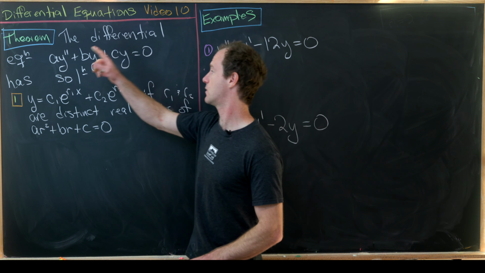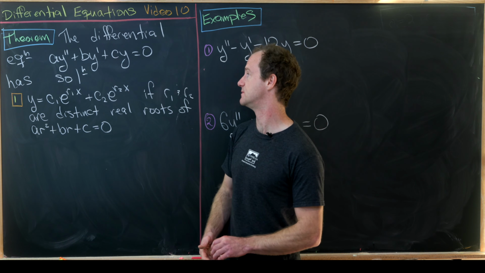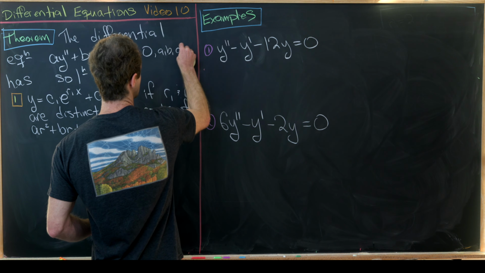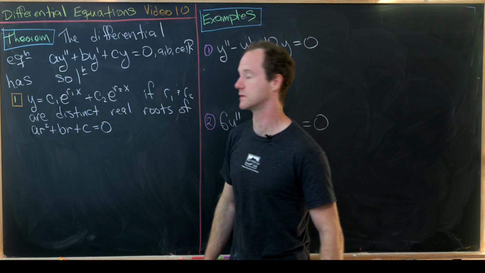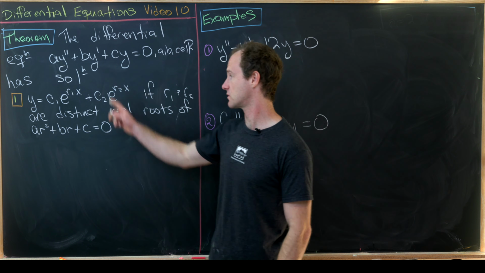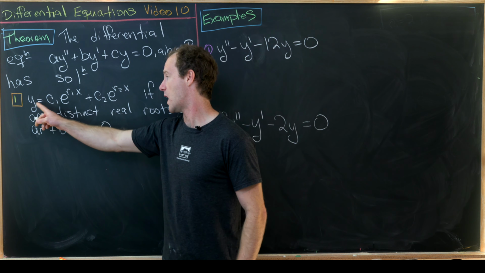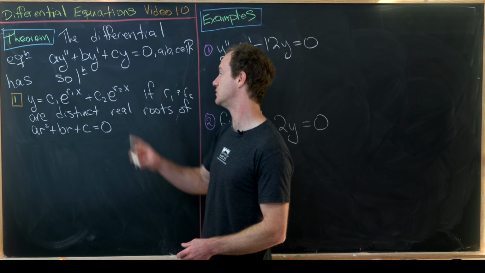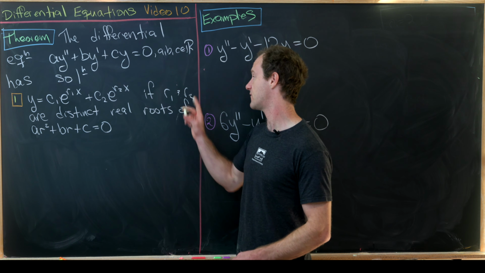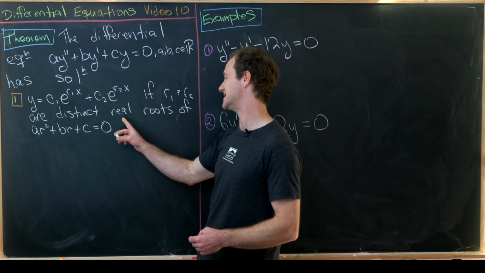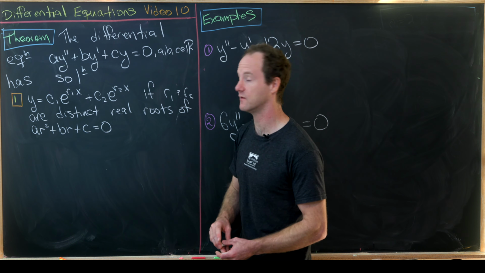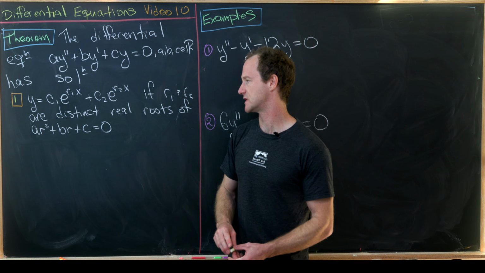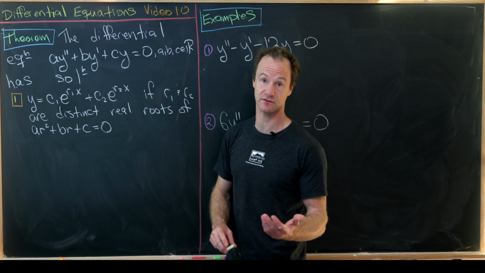The differential equation a y double prime plus b y prime plus cy equals 0, where a, b, and c are real numbers, has a general solution given by y equals c1 e to the r1x plus c2 e to the r2x if r1 and r2 are distinct real roots of the associated polynomial. So that'll be ar squared plus br plus c equals 0.